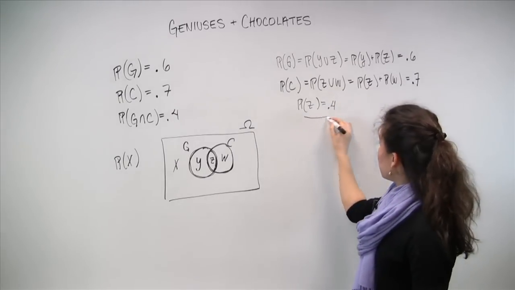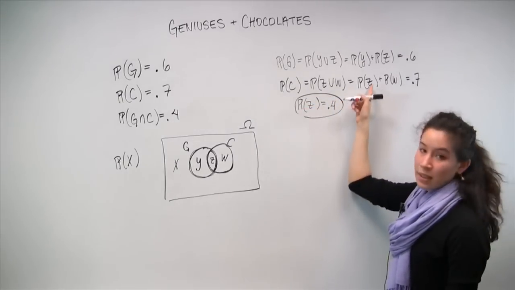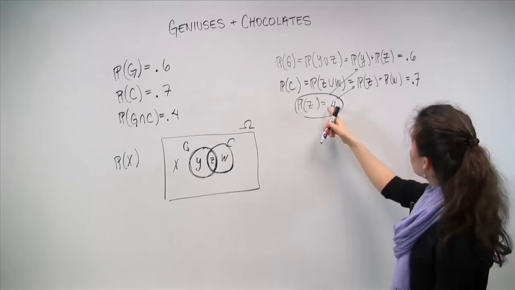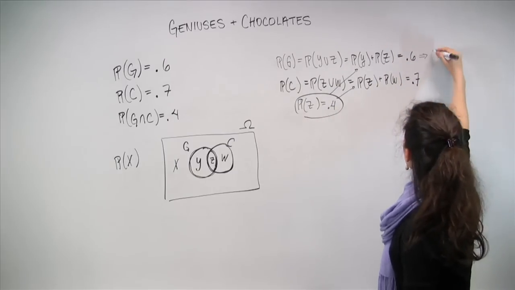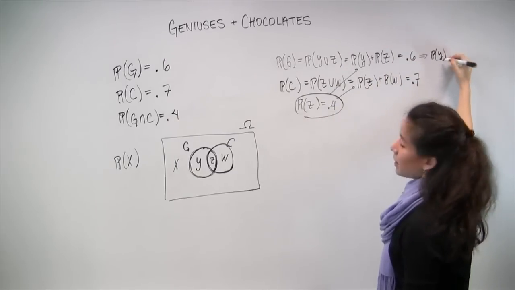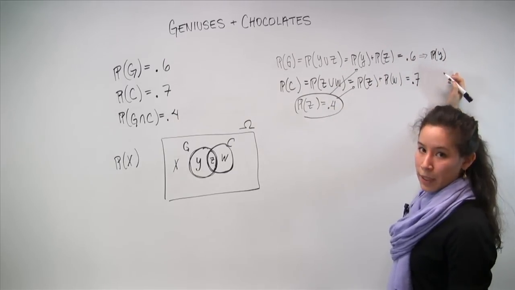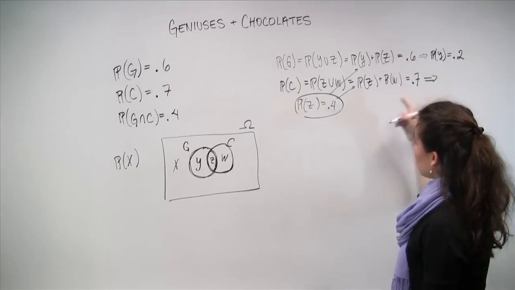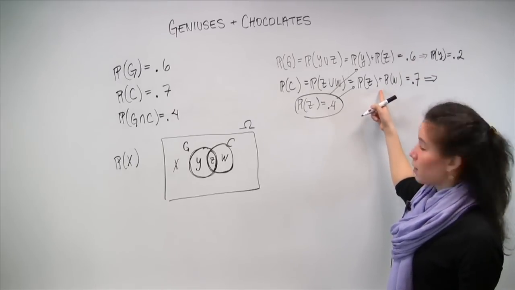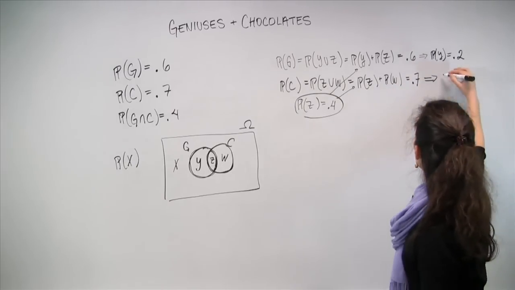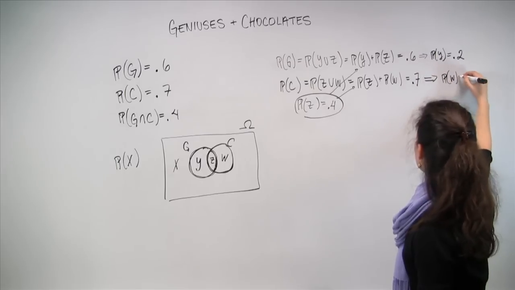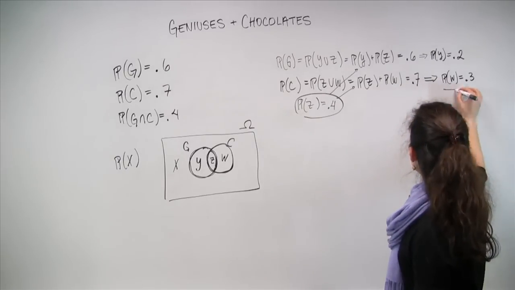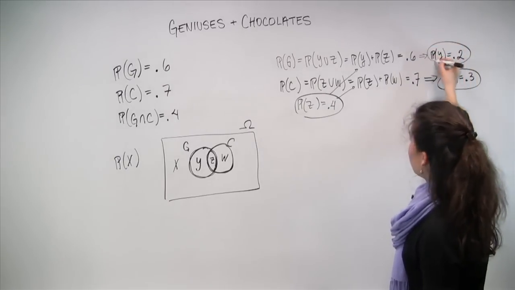Now, if you notice, the probability of Z shows up in these two equations, so we can just plug it in. Plugging 0.4 into this equation, we get P of Y plus 0.4 is 0.6, so that implies that P of Y is 0.2. That's just algebra. And similarly, we have 0.4 plus P of W is equal to 0.7, so that implies that P of W is 0.3. Again, that's just algebra.